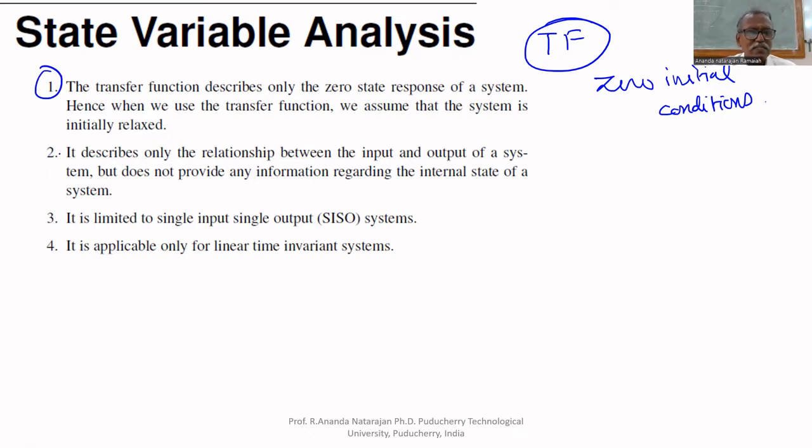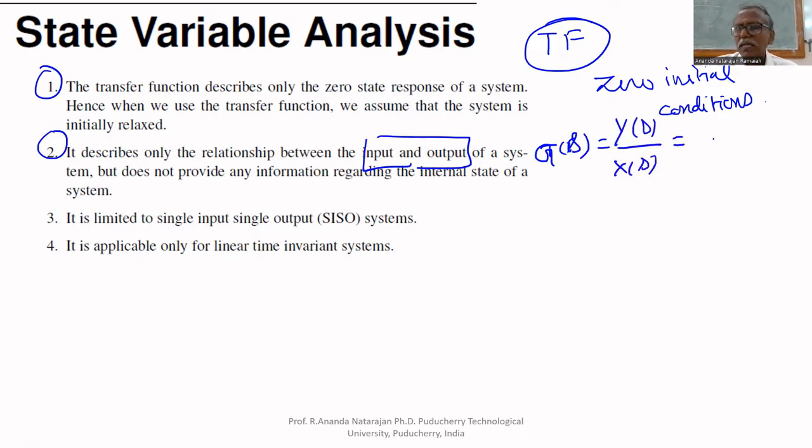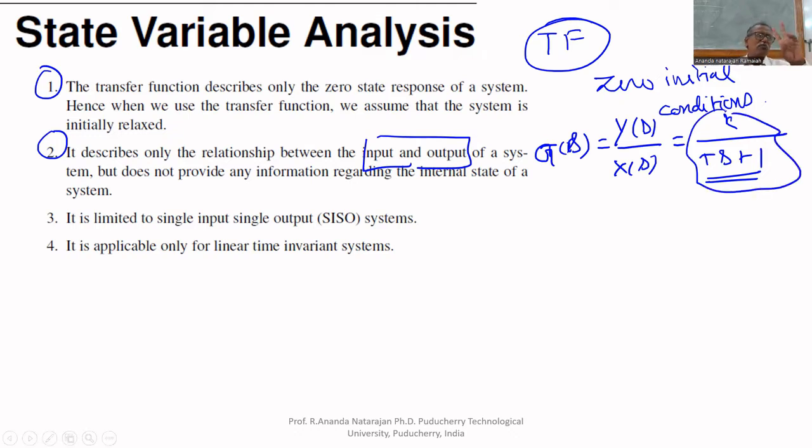The second drawback is that it describes only the relationship between input and output. What is the transfer function? G of s equals Laplace transform of output by Laplace transform of input. That is the transfer function, for example K upon tau s plus 1, a first order system. It is the relationship between input and output. Only two variables are involved: one input, one output. That's all.